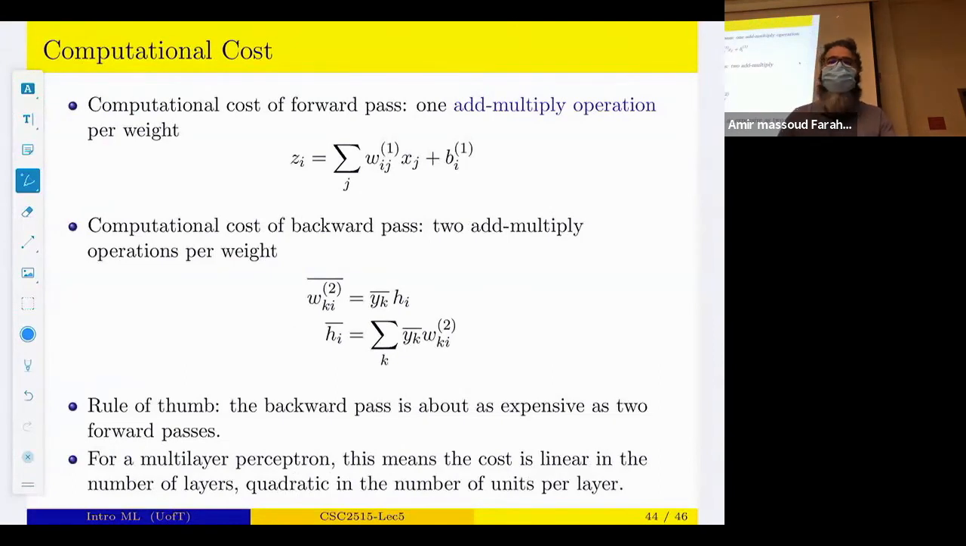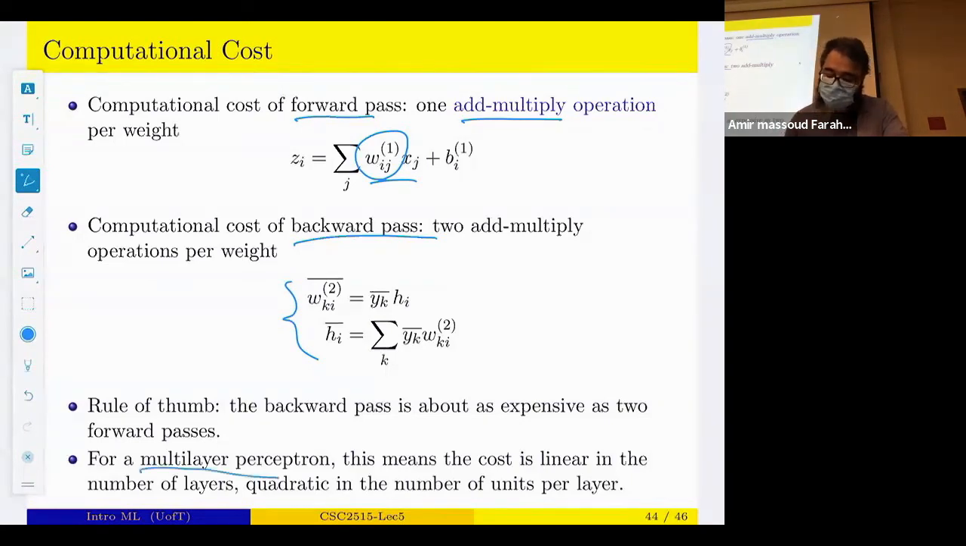Okay, so the computation cost is not much. The computation of the forward pass per weight is 1 addition and 1 multiply operation. Essentially, we have a weight, we multiply it, and then we add them. The computation cost of the backward pass is 2 add-multiply operations per weight. You can see how this works here, but the exact amounts don't really matter. What matters is that the order of computation is the order of the number of weights that you have.